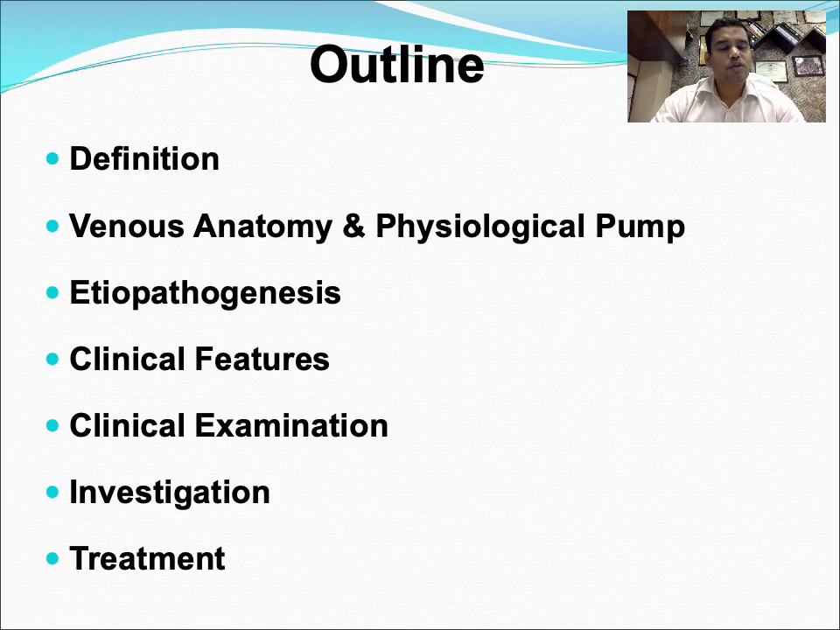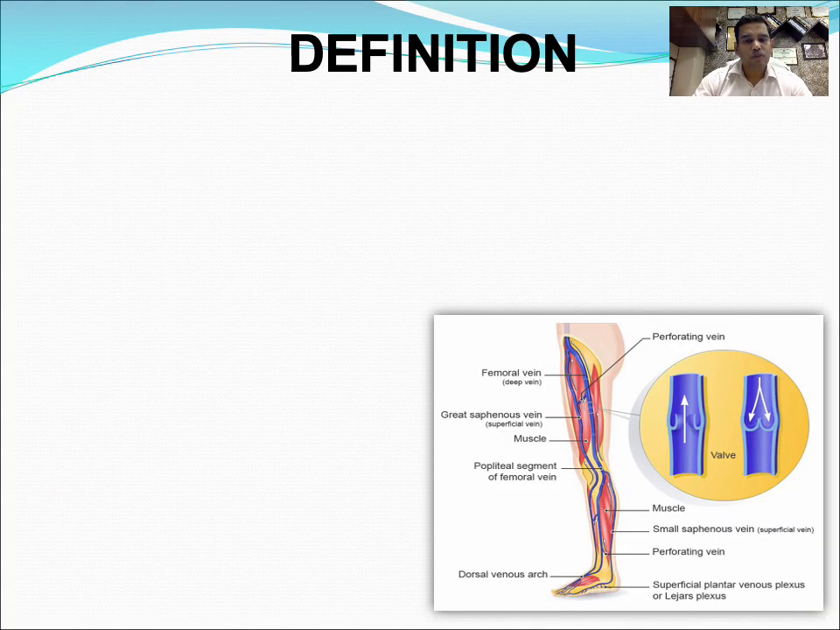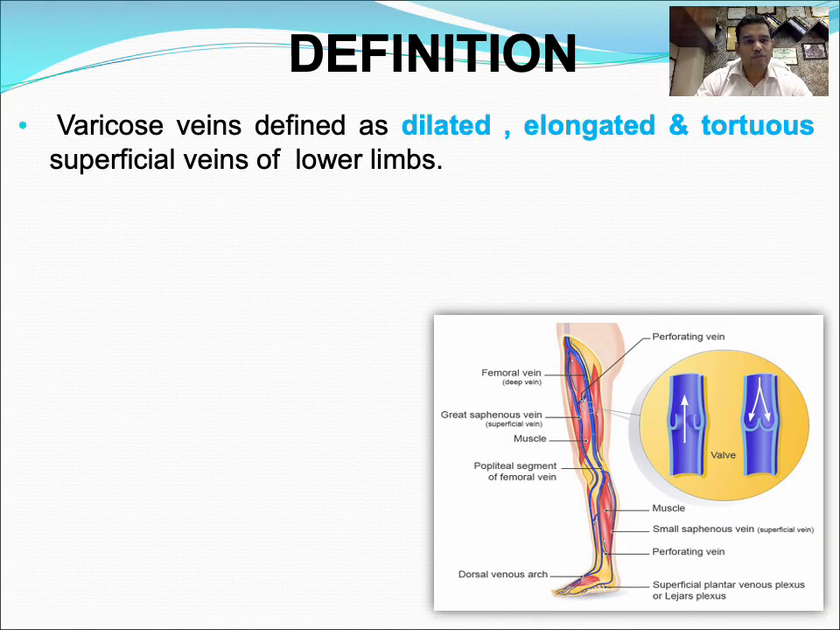So the outline of the talk will be: what is the definition of varicose vein, how do you define varicose veins, what is the venous anatomy and the physiological pump in the lower limb, what is the etiopathogenesis, what are the clinical features with which the patient presents to you, clinical examinations, what are the necessary investigations which you want to do, and finally the treatment, the medical and the surgical treatment which you can have for varicose veins.